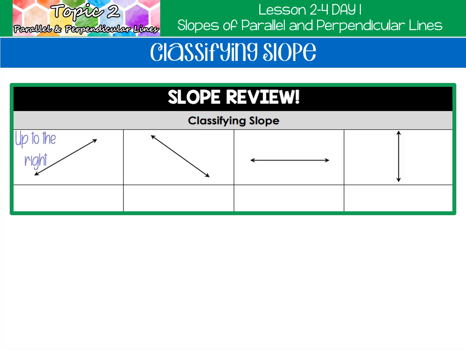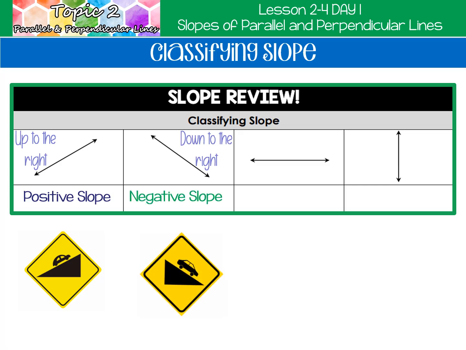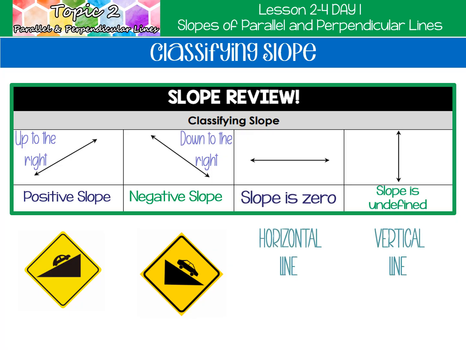Classifying slope. If it rises up to the right, that is a positive slope, like driving up the side of a mountain. Down to the right is a negative slope. That's when you're going down. A horizontal line has a slope of 0, and a vertical line's slope is undefined.